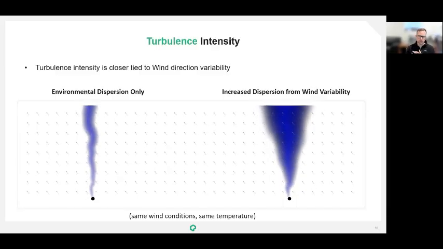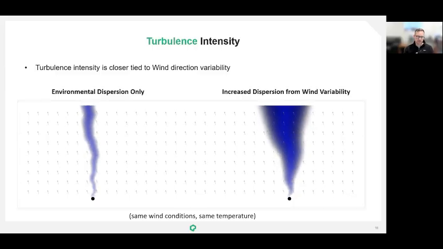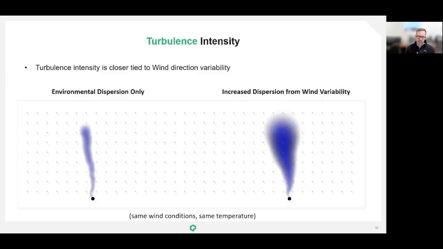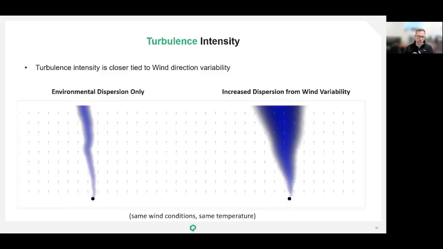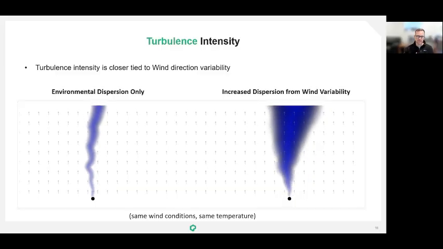And so our updated model leans more heavily on those real observed variabilities rather than using textbook classifications. It captures more of the real physics without requiring computationally expensive CFD.